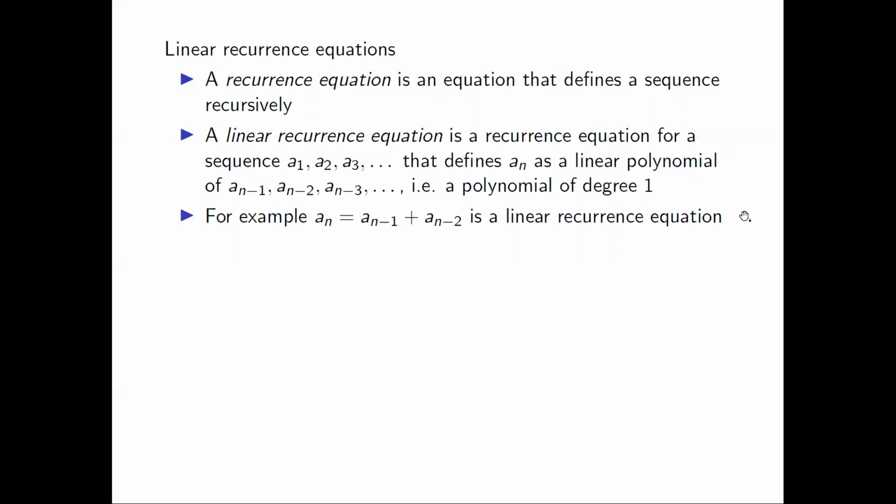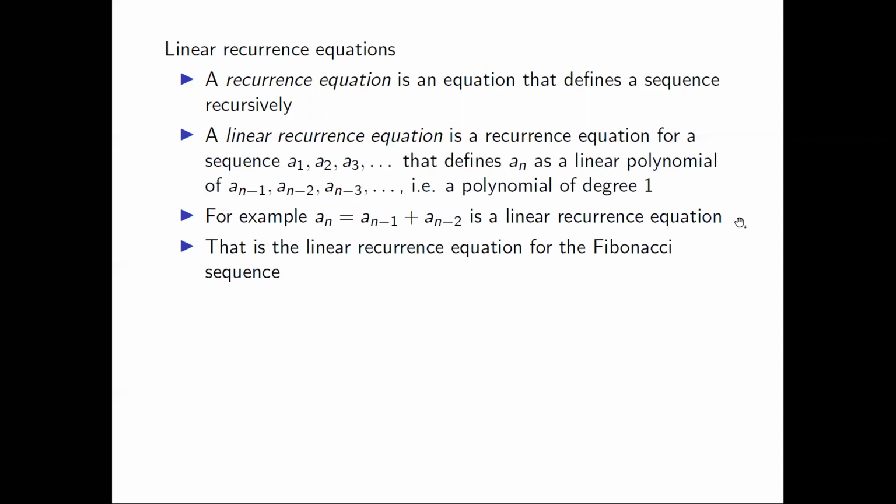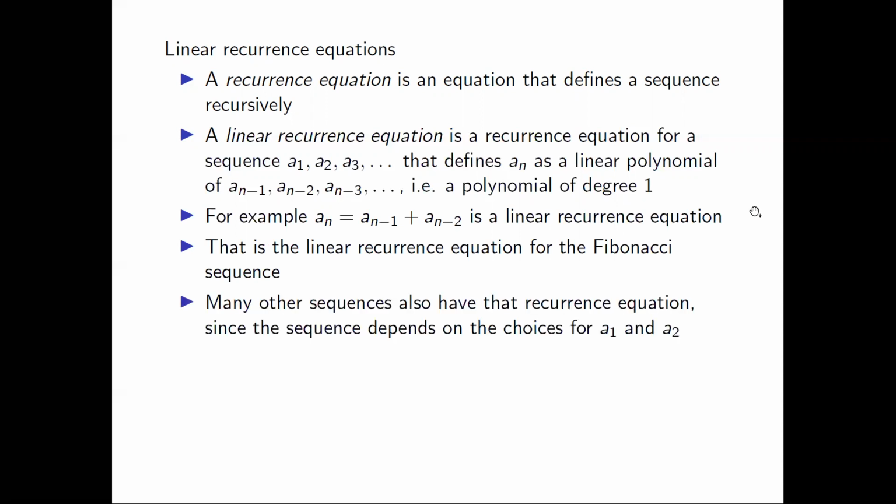Here's an example of a typical linear recurrence equation. A sub n equals A sub n minus 1 plus A sub n minus 2. We've seen that linear recurrence equation many times, because that's the linear recurrence equation for the Fibonacci sequence. The thing is, there are many sequences that have that linear recurrence equation, because the fact that we get the Fibonacci sequence depends on the initial values, specifically the values for A1 and A2, or any two distinct values in our sequence.